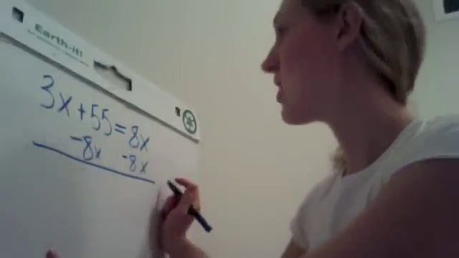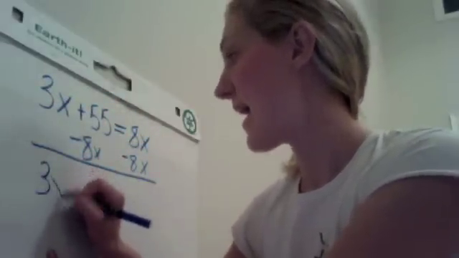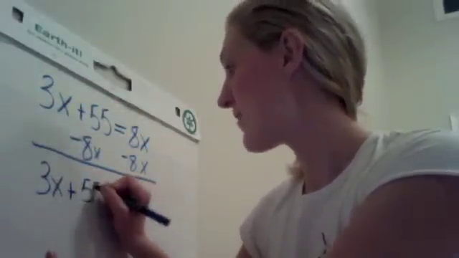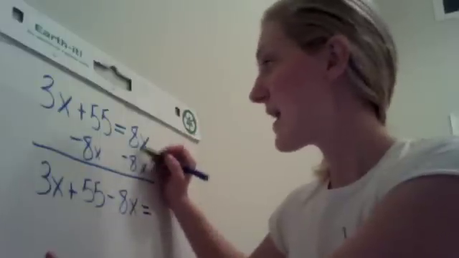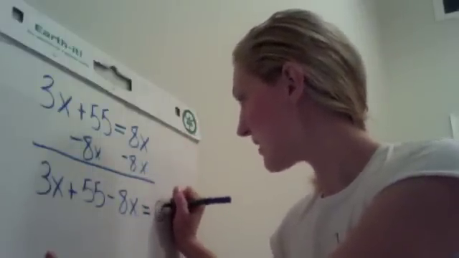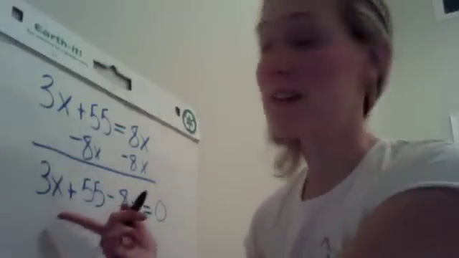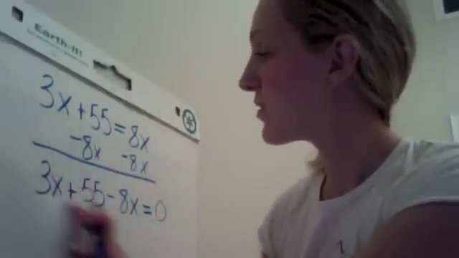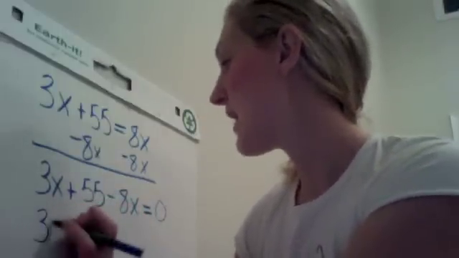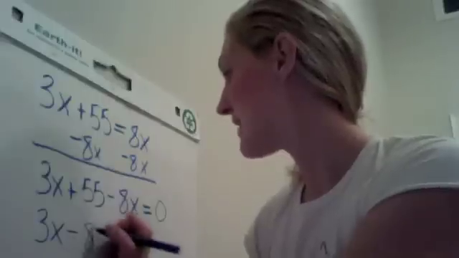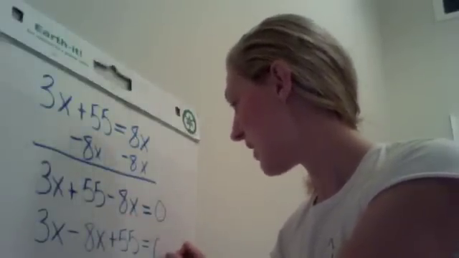When I do this, I am left on the left side of the equation with 3x plus 55 minus 8x equals, and 8x minus 8x is just going to give me 0. Now, this kind of looks like an equation from our previous lessons, and what we're going to do is use the commutative property in order to rearrange it so that our like terms are next to each other. So 3x minus 8x plus 55 equals 0.